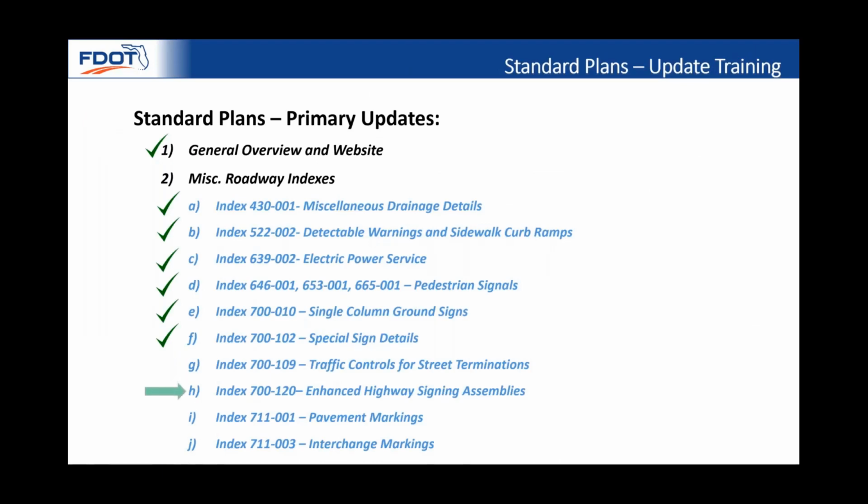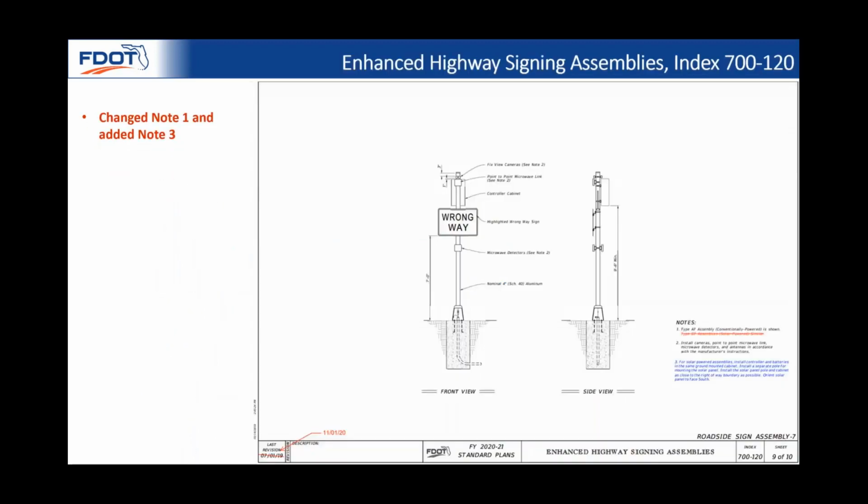Next index we're going to cover is 700-120, enhanced highway signing assemblies. Here on sheet 9, we added a new note 3 regarding the installation of solar powered assemblies. The auxiliary pole configuration shown on sheet 1 of this index will not work with roadside sign assembly 7, shown here on sheet 9, because the batteries used for the wrong way vehicle detection system weigh more than 170 pounds. A ground-mounted controller and battery cabinet provides a safer and maintainable solution with a solar-powered option.